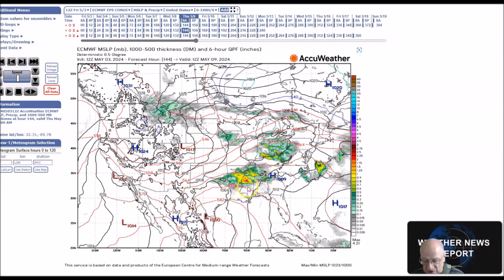This will cause heavy rain across this area, which doesn't need any rain. This could bring a threat of heavy rainfall and flooding.